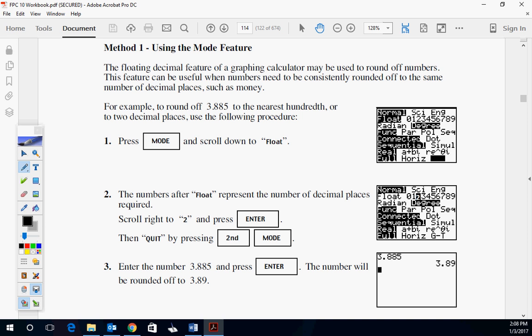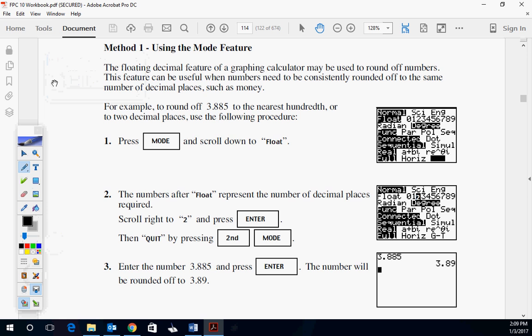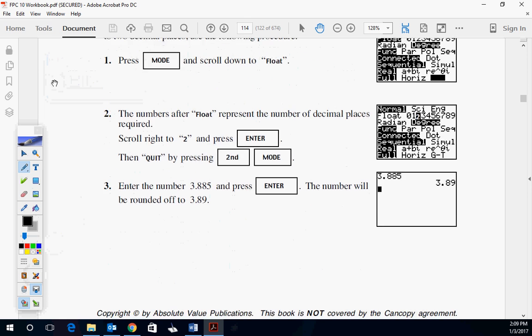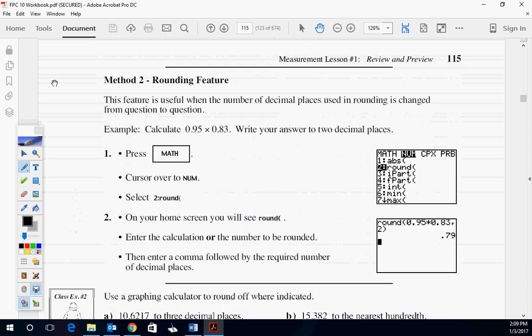Everybody get that okay? So float, click over to the 2, hit enter, type in 3.885 in your calculator, and hit enter, and you'll see it rounded for you. Okay? Let me know if you have questions here. I'll pause the video. You probably don't need help rounding, but it is a feature that you can take advantage of if you want to. Yeah, you can take it off. Just go back to float.